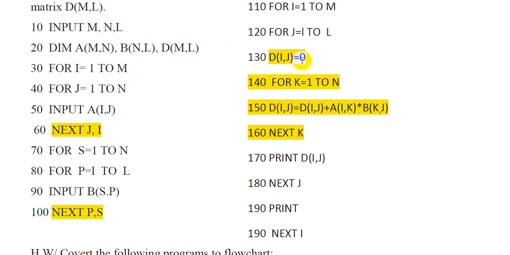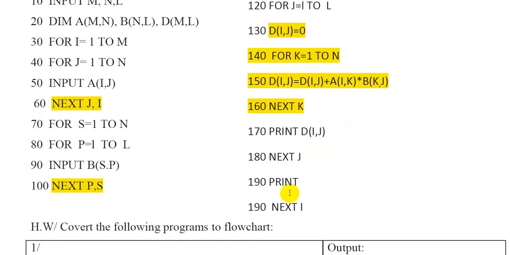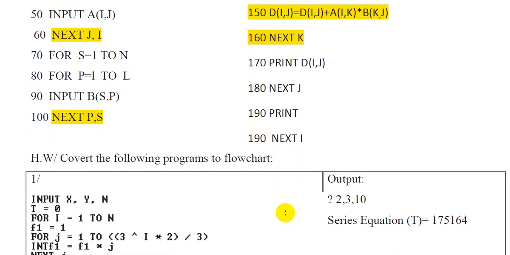130 Dij equals zero, as you can see here. So the Dij will be the resulting third matrix, the quotient of multiplying both matrices A and B, as indicated by the previously visualized example. 140 for K equals 1 to N, 150 Dij equals Dij plus AIK times BKJ. 160 next K. 170 print Dij, and 180 next J, and 190 print the extracted values, and 200 next I. Then there is homework to be considered.